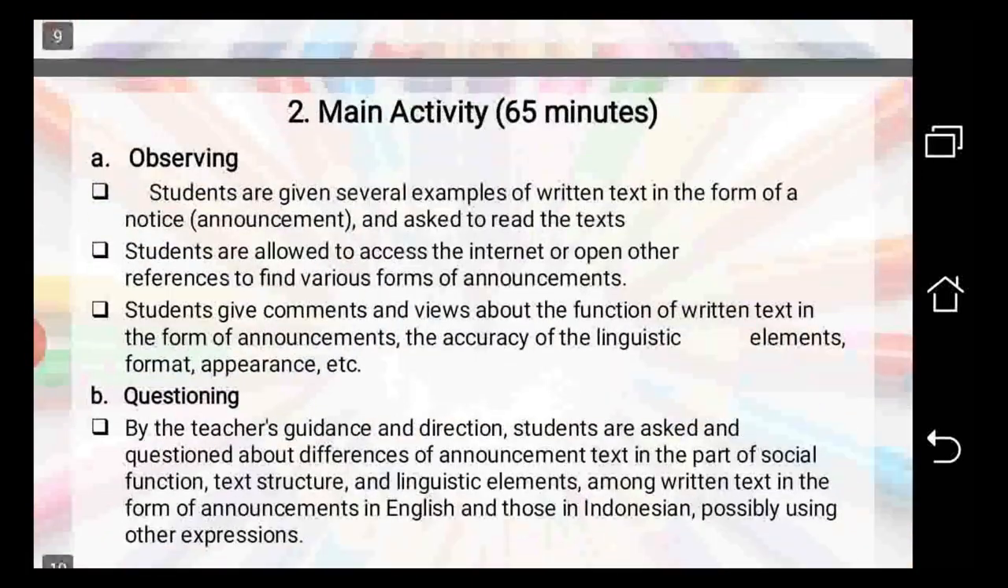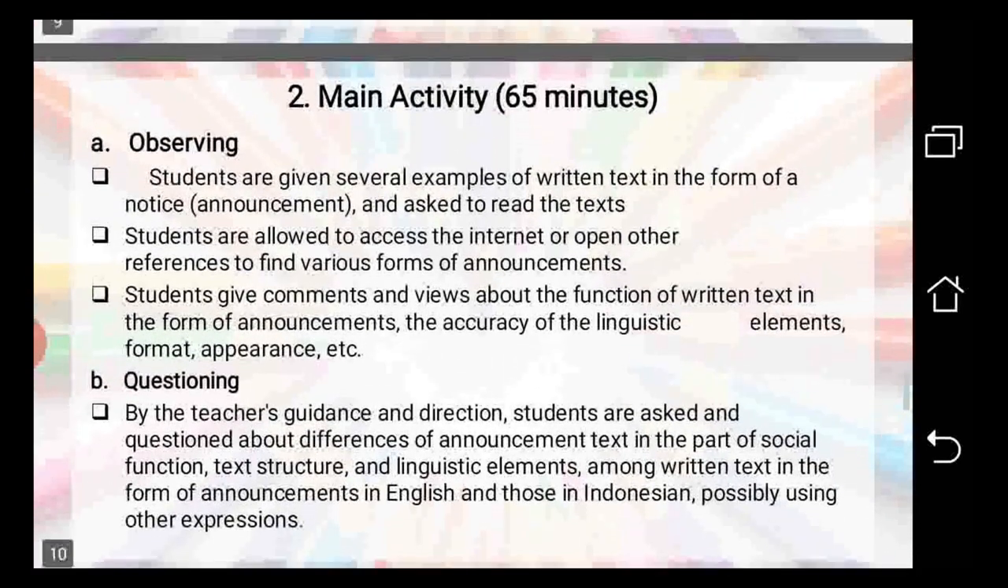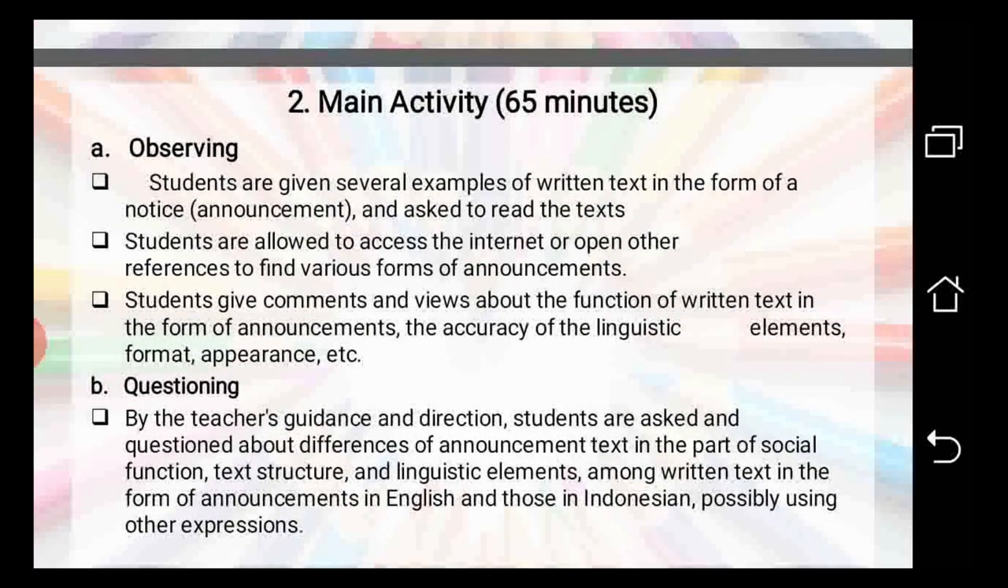For the first stage, the observing activity, students are given several examples of written text in the form of a notice or announcements, and they are asked to read the text. Students are allowed to access the internet or open other references to find various forms of announcements, and students give comments and views about the functions of written text in the form of announcements, the accuracy of the linguistic elements, format, appearance, etc.